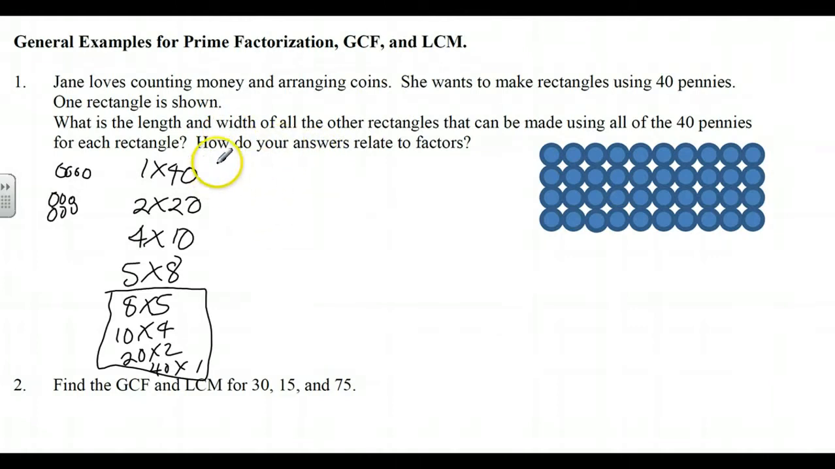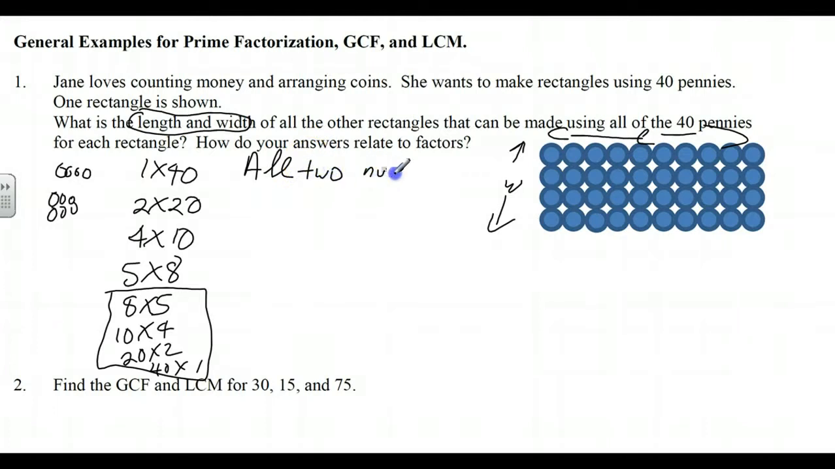And it's the factored form that can be made up with 2 numbers because we want a length and a width. So I don't want to write it as 2 times 2 times 2 times 5, which would be the prime factorization, because I only have a length and a width. So I want to write it as all. How does it relate to the factors? It's all 2 number factorizations. So that is, if we are going to write it as the product of 2 numbers, then it's all 2 number factorizations of the number 40.